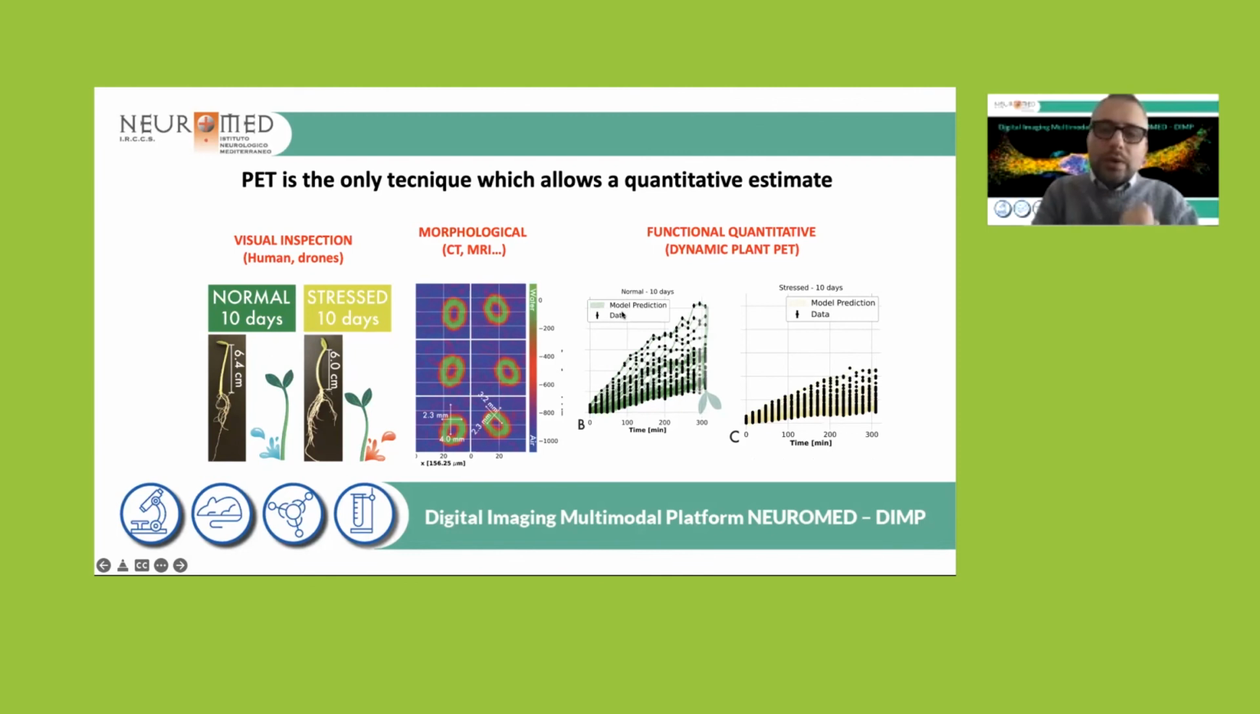But when we get to the functional quantitative PET, so when we look at how the water is flowing through the plant at a quite good resolution, then it is possible to see quite immediately a strong difference between the normal plant here on the left and the stressed plant here on the right. And this is only looking at how the tracer is flowing through the plant. So this is the simplest example of plant PET imaging, where we have a tracer flowing to the plant vessel.